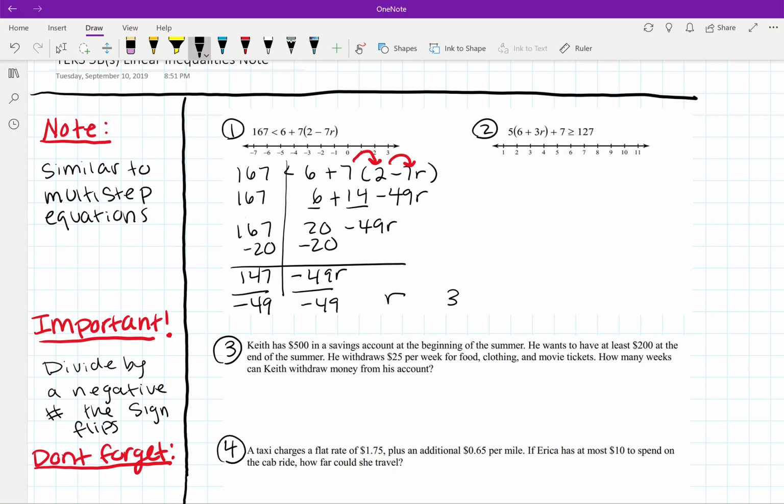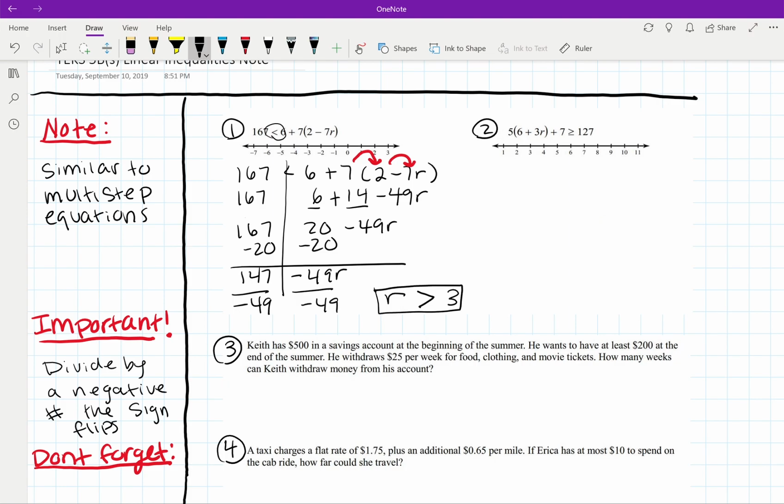So to figure out what our symbol is here, look at our original symbol. It was a less than symbol. Since we divided by a negative 49, it's going to turn into a greater than symbol. So that's our answer. R is greater than 3.